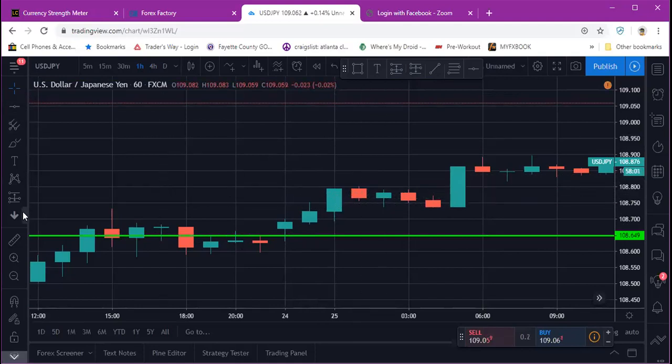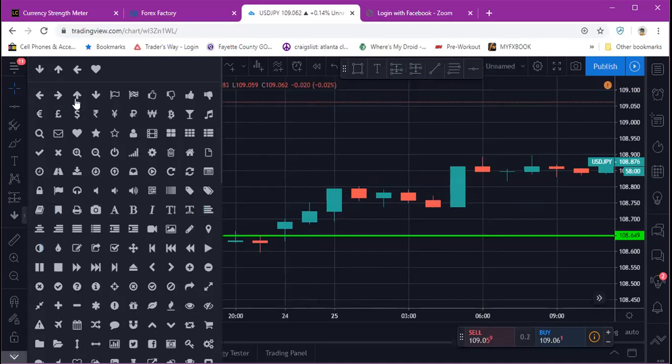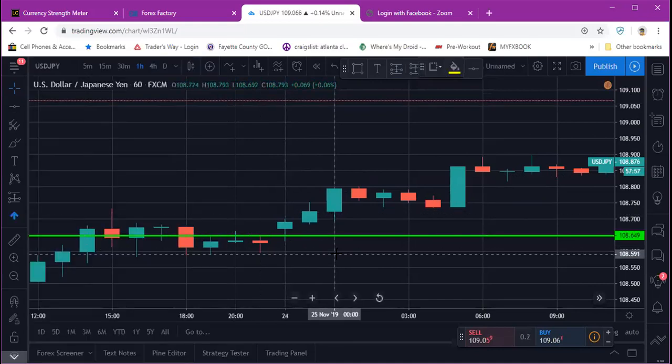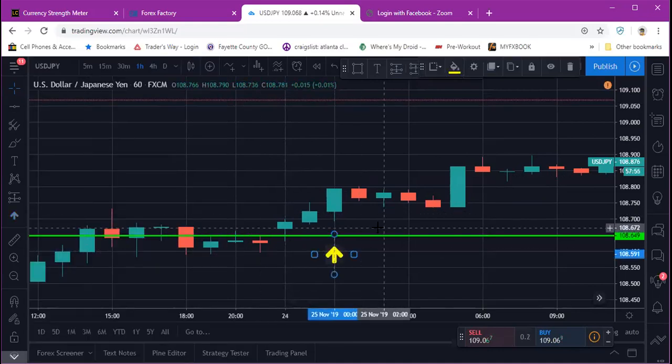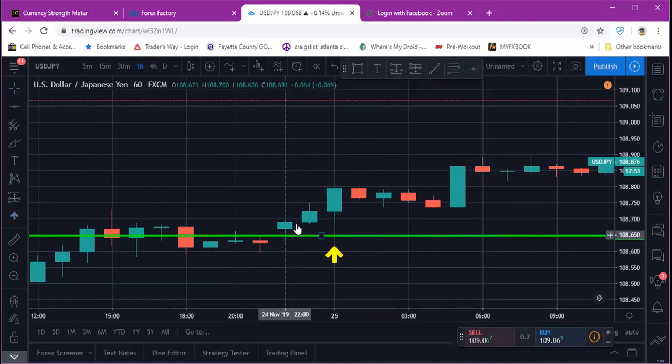So that means for safekeeping, I'll probably enter on this candle right here. So out of that new candle that formed, okay, this was probably the end. Let's say this is the end of that red hour candle. This is the start of that new green candle.